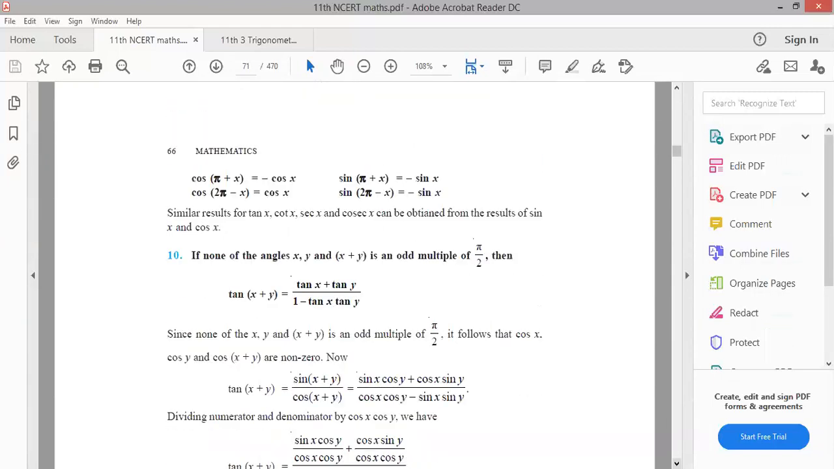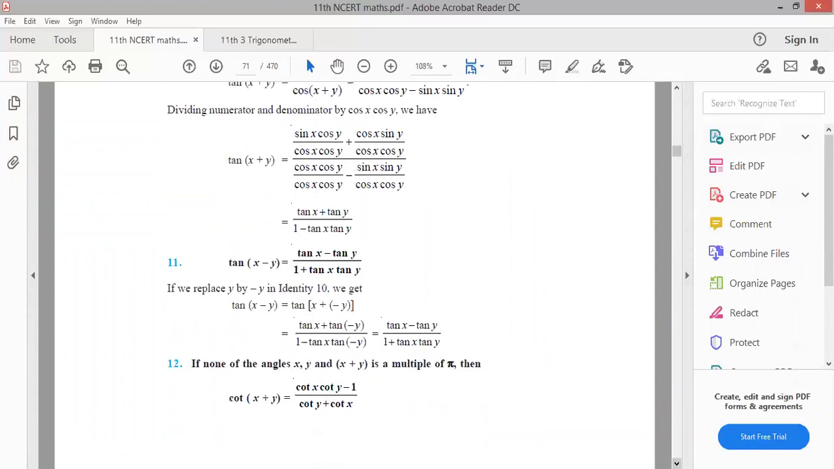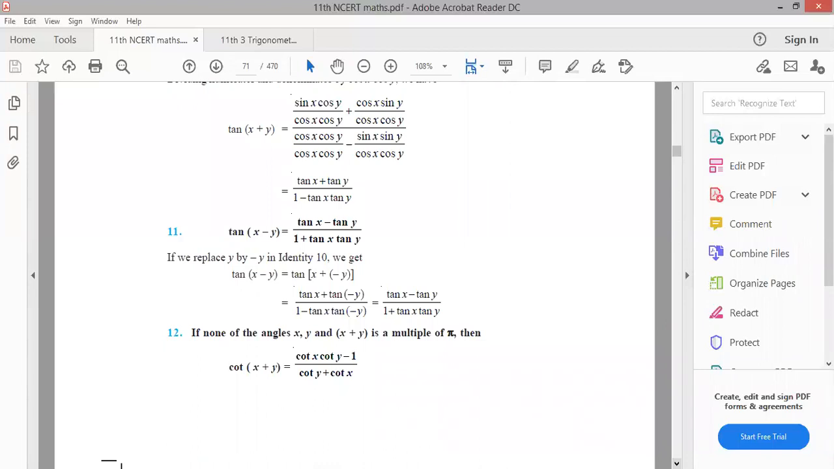So these are very important formulae. For the tan, we have tan of x plus y is equal to tan x plus tan y divided by 1 minus tan x tan y. And for the difference, you have tan of x minus y is equal to tan x minus tan y divided by 1 plus tan x tan y. And next is for the cot of x plus y, that is equal to cot x cot y minus 1 divided by cot y plus cot x.